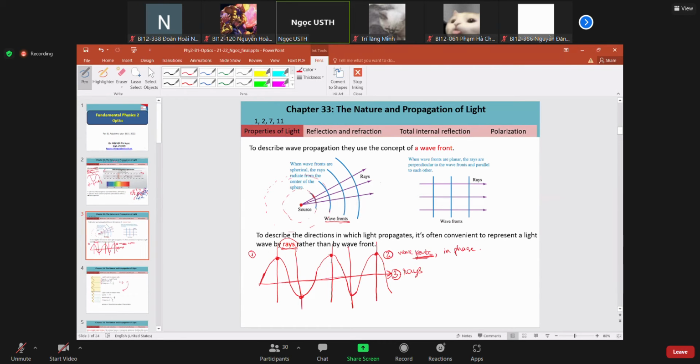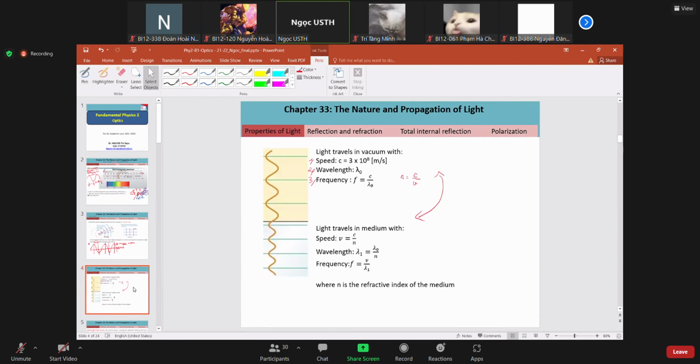We have three common ways to plot the wave. Do you understand it? Now you understand what light is and some properties of light: its wavelength, its frequency, its velocity, and how we describe it, in three ways. So now we move to the next one.